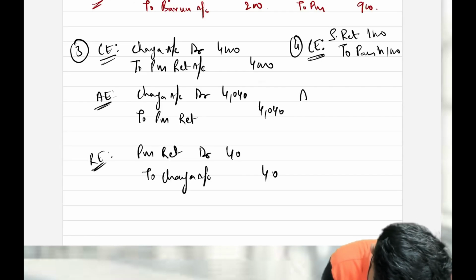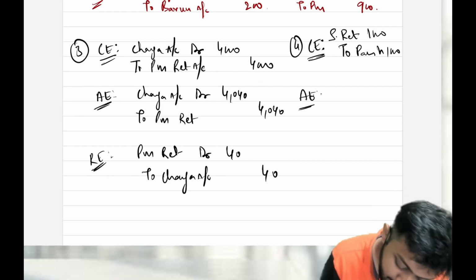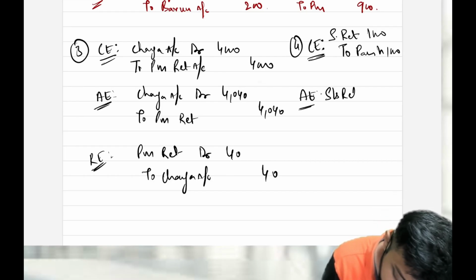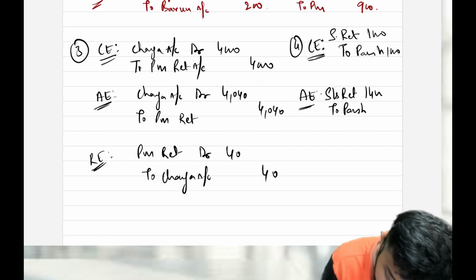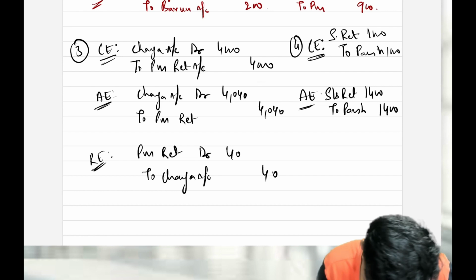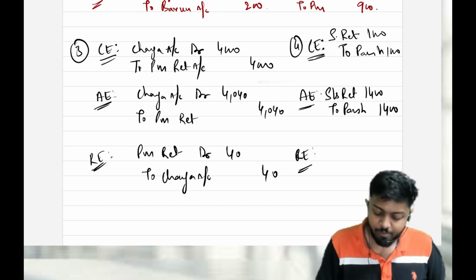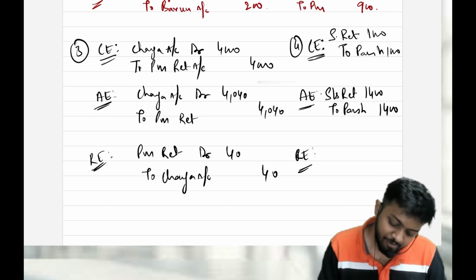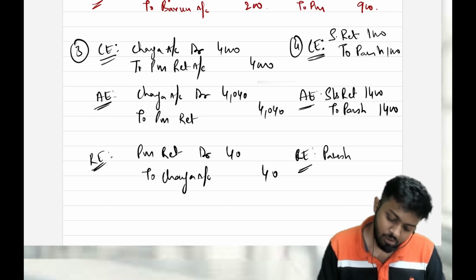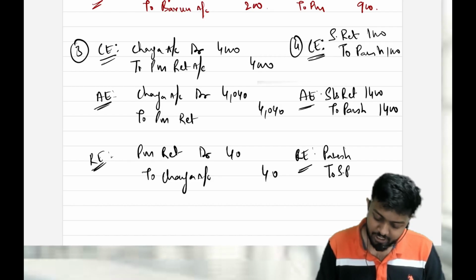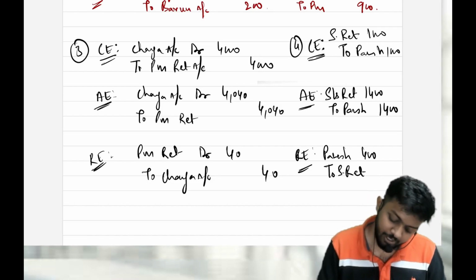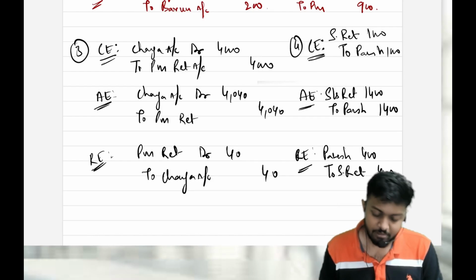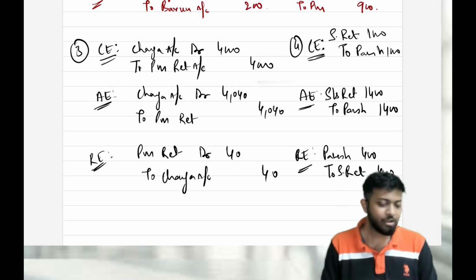But what have we done? We have made a mistake. We have recorded the same entry as 1,400. It's more by 400. So to rectify, Paresh is credited more by 400. So debit to reduce the effect. Paresh to sales returns 400. So that's how we have rectified the entry.